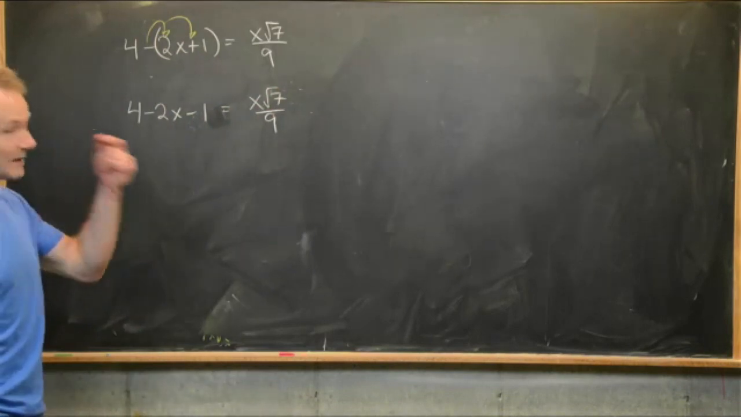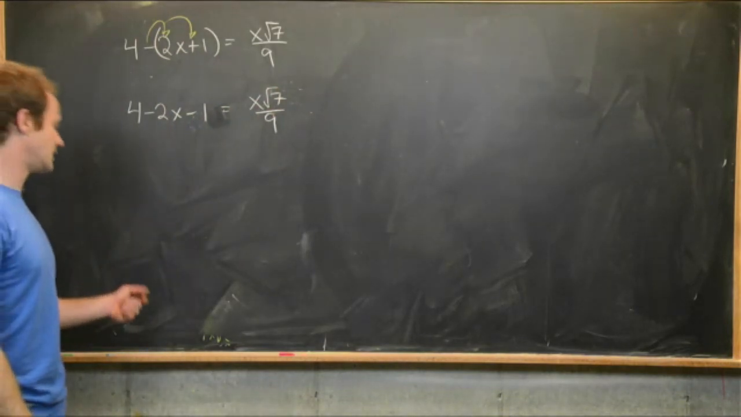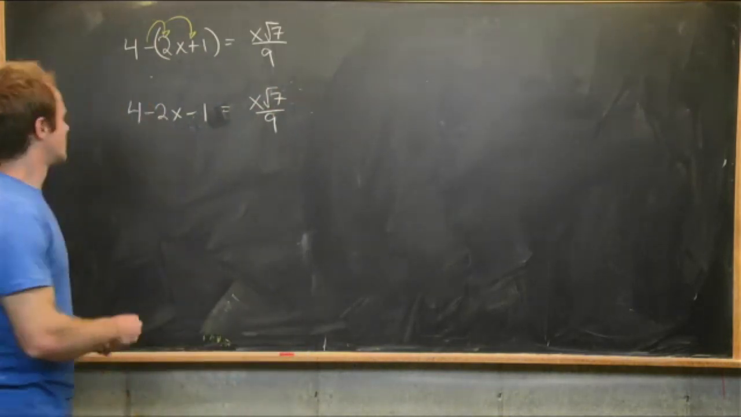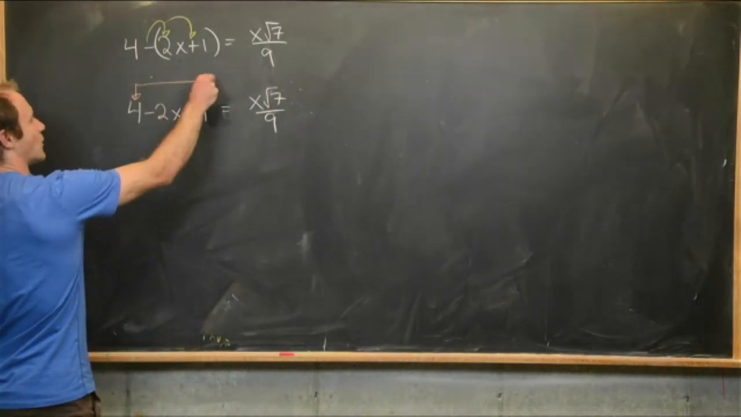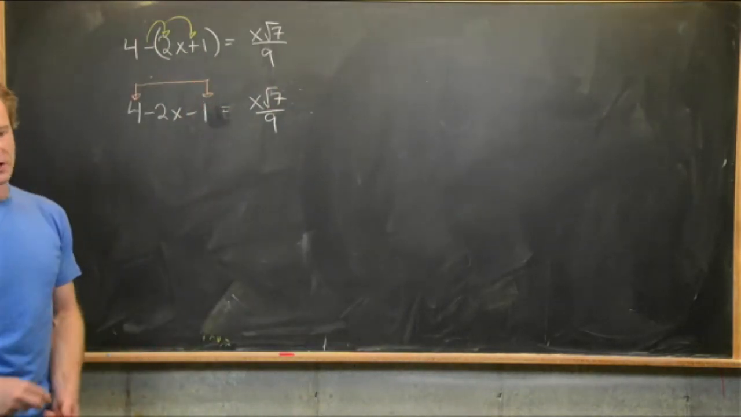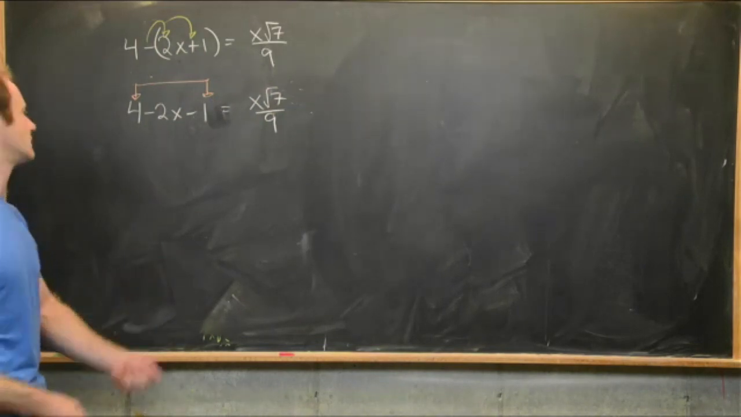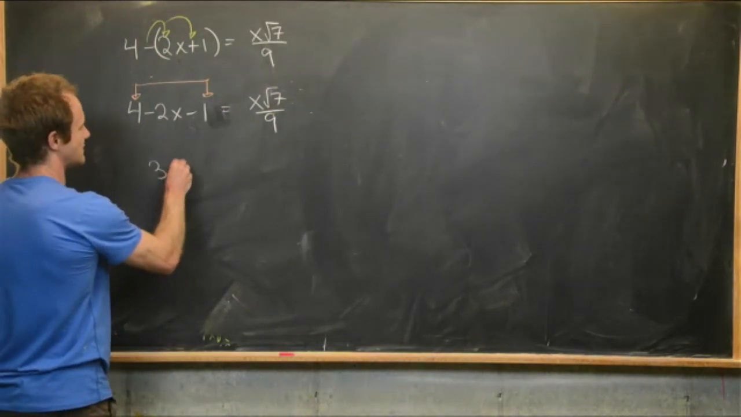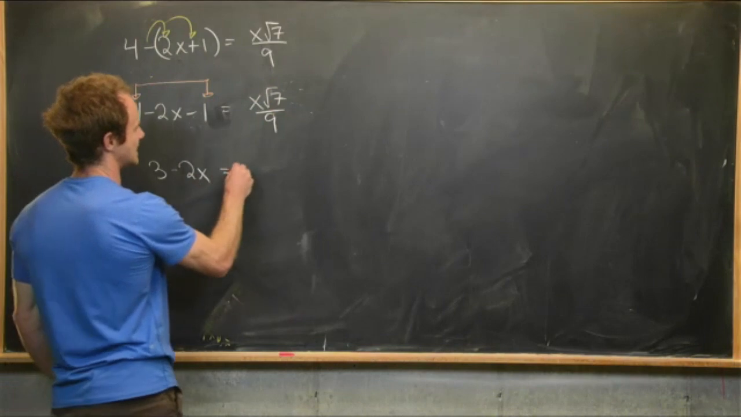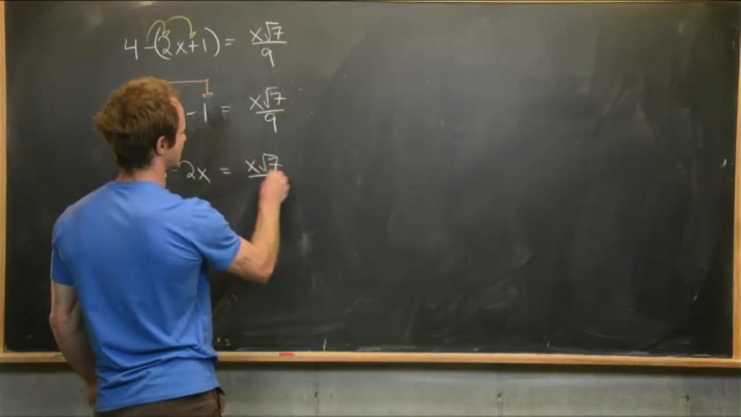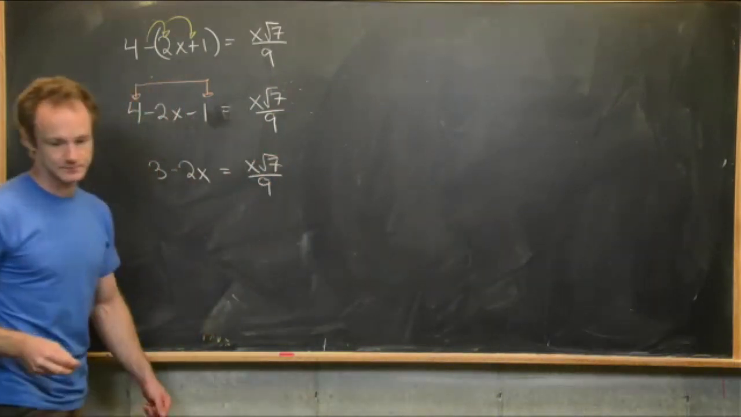Now we could go ahead and multiply everything by 9, but at this point, we might as well just do this 4 minus 1, combine the like terms as we can. So that's going to give us 3 minus 2x on the left-hand side equals x times the square root of 7 over 9 on the right-hand side.